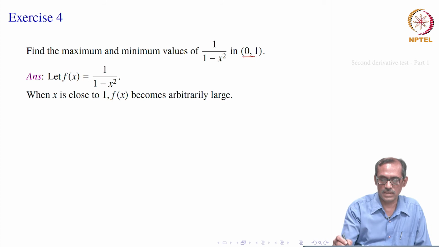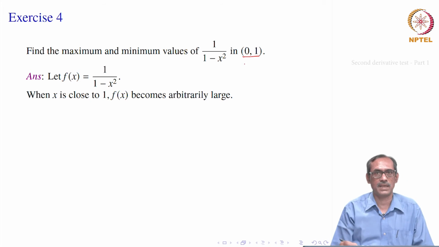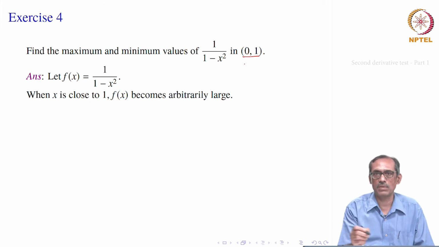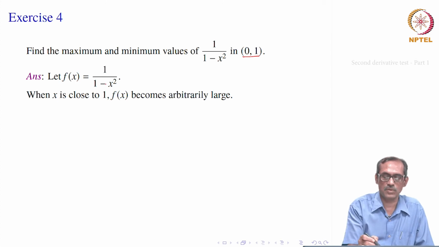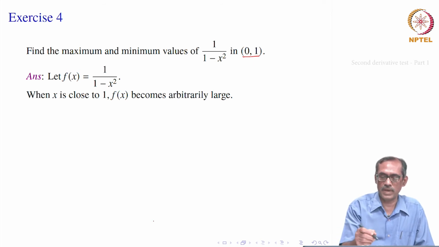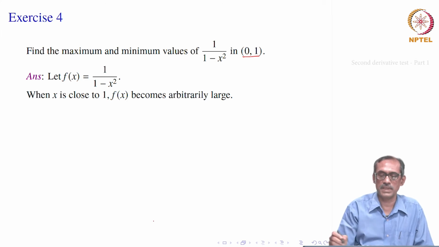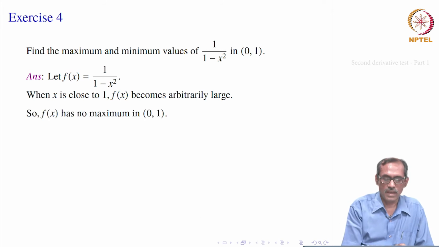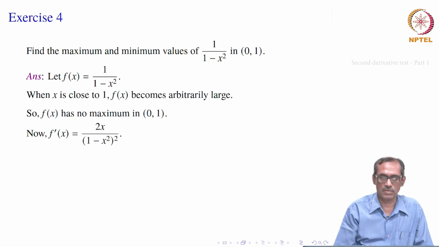Since it is defined in (0, 1), when x goes very close to 1, 1 - x² becomes very close to 0. So, 1 divided by 1 - x² can be made as large as possible by choosing x very close to 1. Which means its limit as x goes to 1 becomes infinity. The limit, of course, is one-sided, from the left side. So, the limit of f(x) as x goes to 1⁻ is infinity. That means it cannot have a maximum value. So, that is our first conclusion.